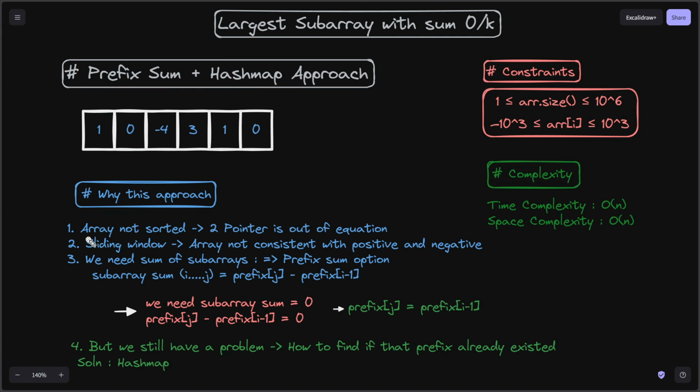First thing first, you can see this array is not sorted. The question does not guarantee that the array is going to be sorted. Hence, two pointers are out of the equation. Second, you can feel that we have to calculate a subarray, hence you can think about a sliding window. But you can see that the array also consists of negative values. So the array is not consistent with positives and negatives.